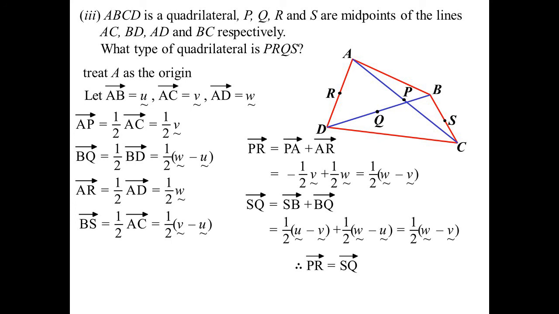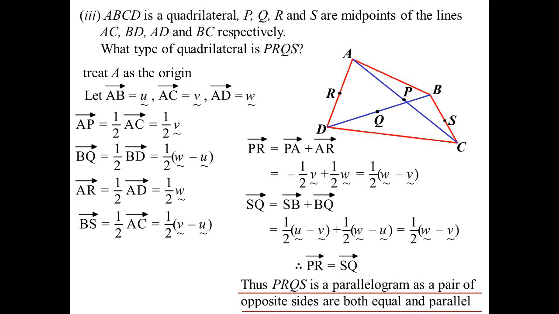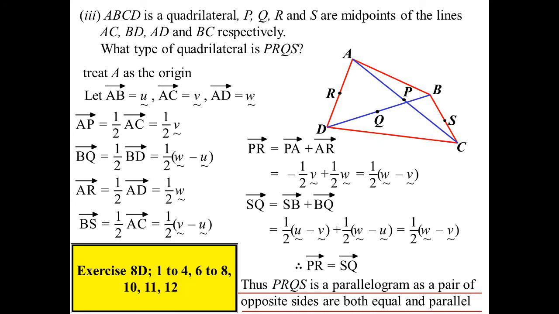That's enough to prove it's parallel, because if those vectors are equal, one, they must be parallel, but two, they also must have the same length. So PRQS is a parallelogram, as we have a pair of opposite sides, both equal and parallel. That's going to do us for our theory today.